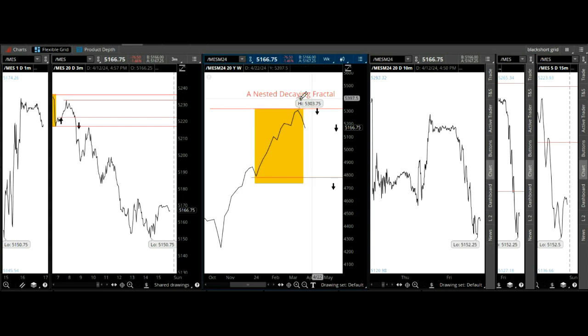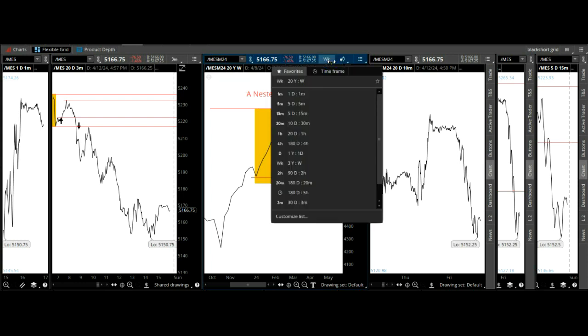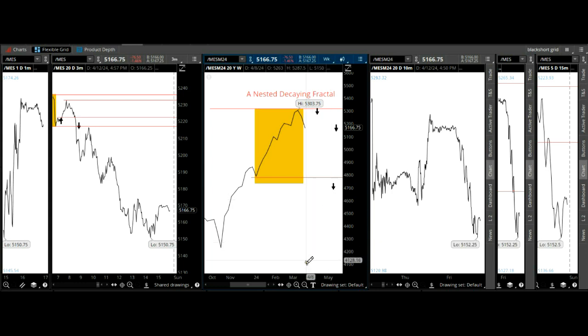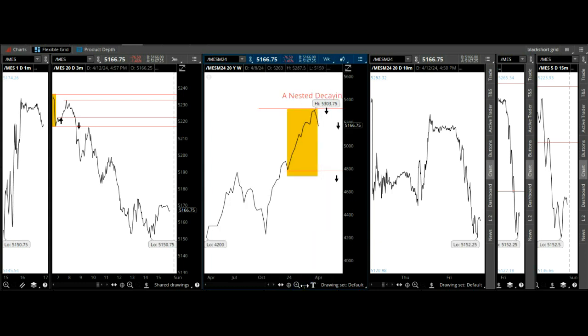Now, that would be on the weekly time frame. It's really helpful if we can have another time frame to confirm the weekly. Take a look at the monthly. Well, before I do that, let's go back here for a moment.